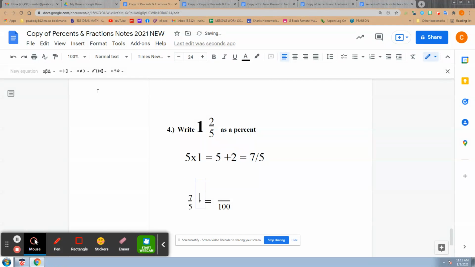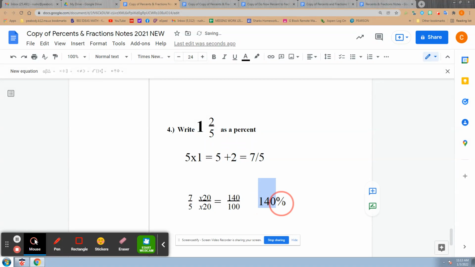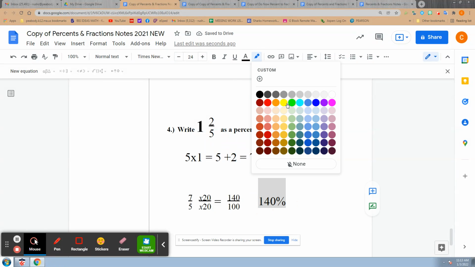So I have to do times 20 on top, times 20 on the bottom. 7 times 20 is actually going to be a bigger number, 140, and that's okay. So then I take 140 and put it with a percent sign. And that's my last problem.